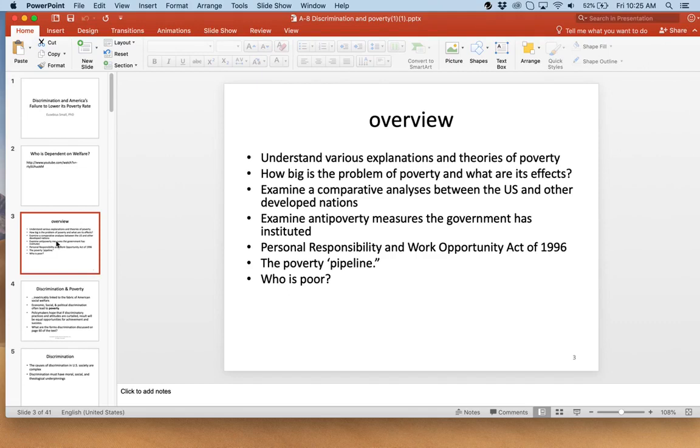Then the other thing is the Personal Responsibility and Work Opportunity Act of 1996 that was put forward and signed into law by President Bill Clinton. When he signed that law, President Clinton basically said that law was going to end welfare as we know it. We know what it did. We are going to talk more about that. What's the poverty pipeline? Who is poor? So those are about 7 bullets that you need to understand as we move forward.